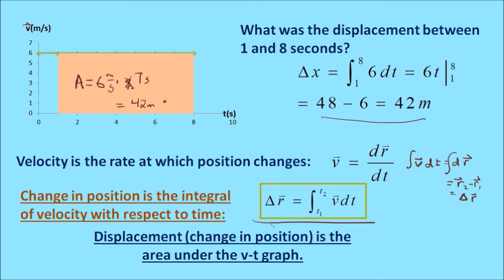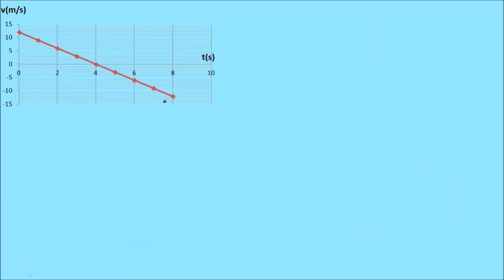So we've actually talked about two things. The slope of the velocity time graph gives us the acceleration. The displacement can be found by finding the area under the velocity time graph. So that's why the velocity time graph is so important. Let's take a look at a better example.